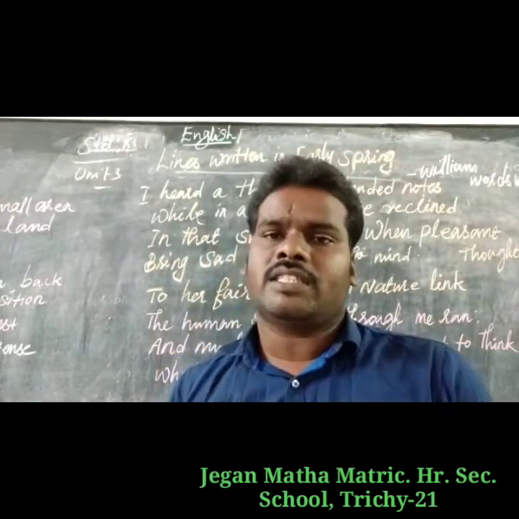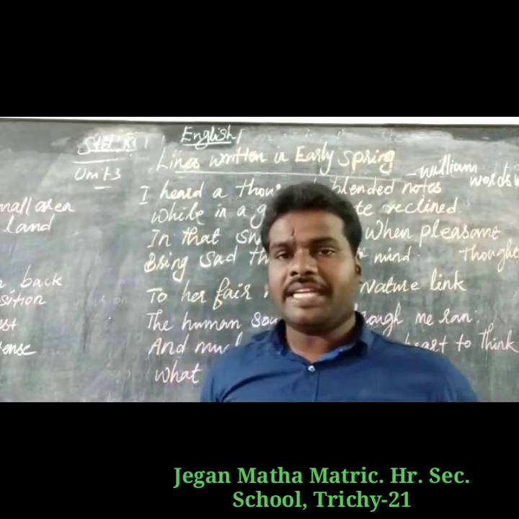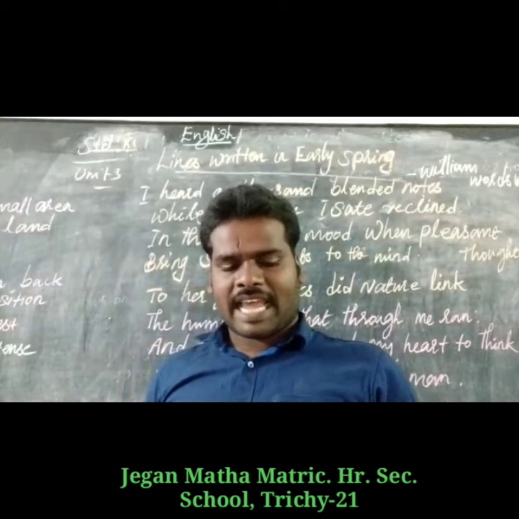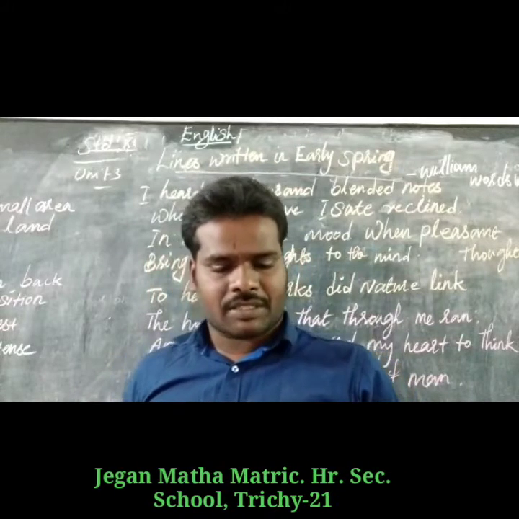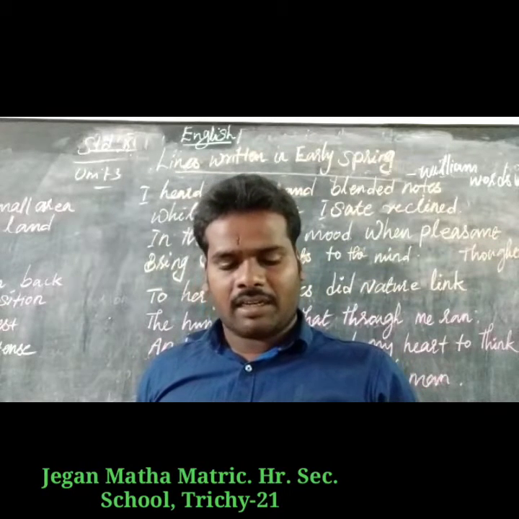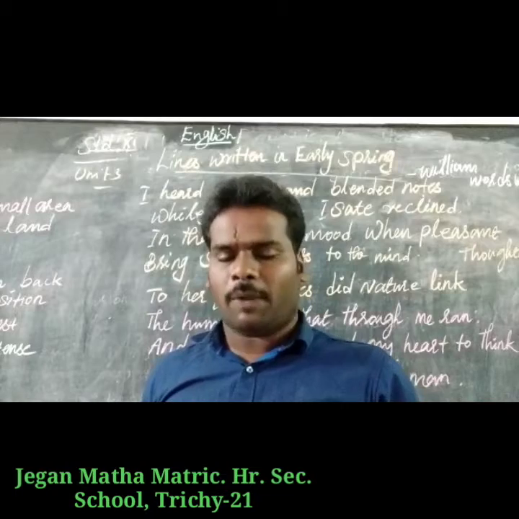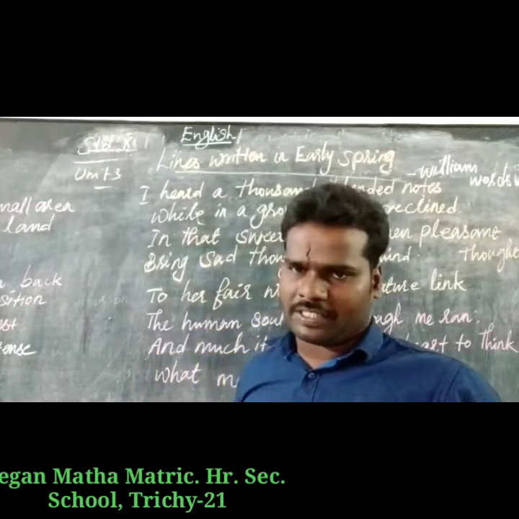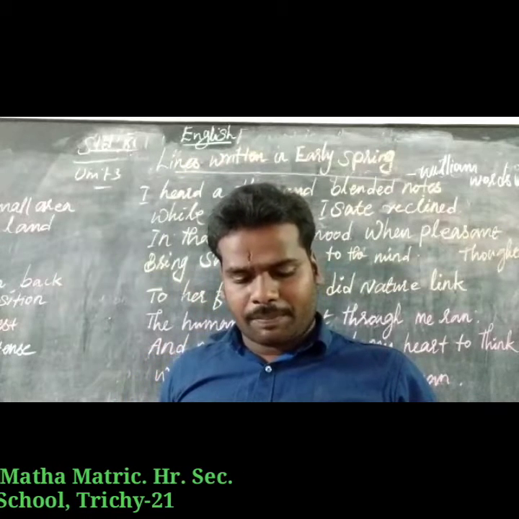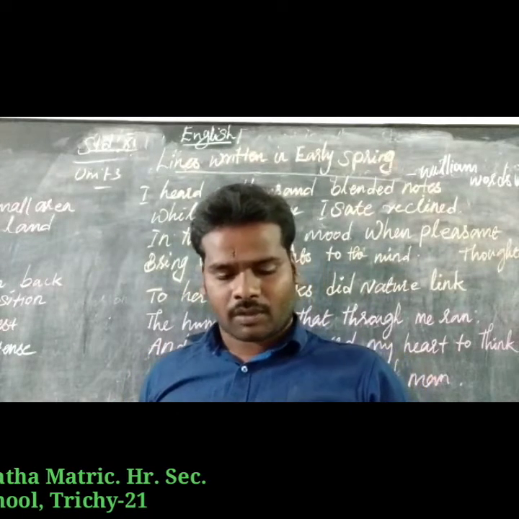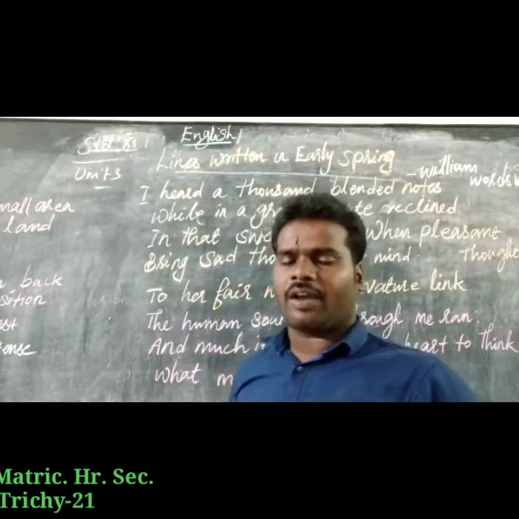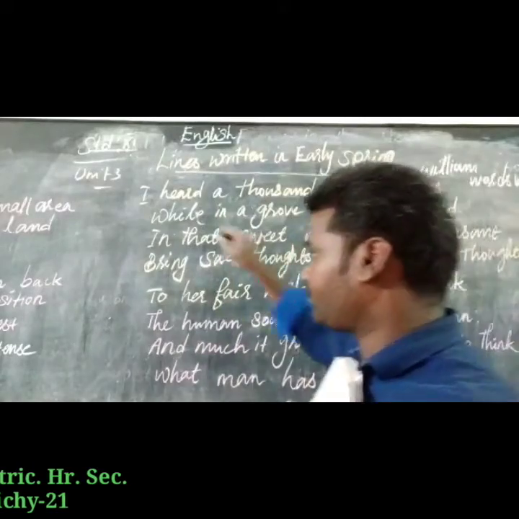William Wordsworth, 1770 to 1850, was a major English poet who, with Samuel Taylor Coleridge, helped to launch the Romantic age in English literature with their joint publication, Lyrical Ballads. Wordsworth was Britain's poet laureate from 1843.